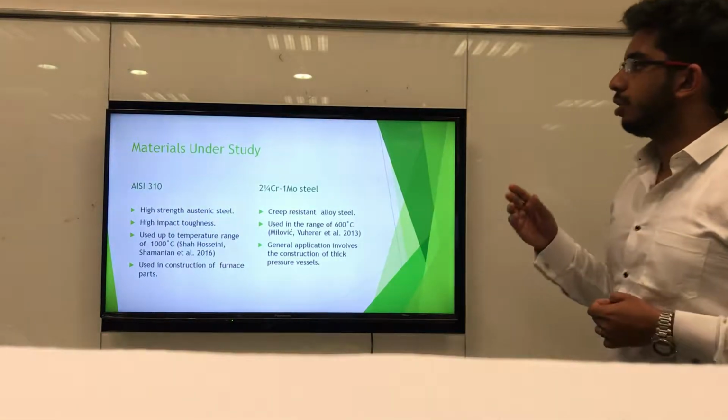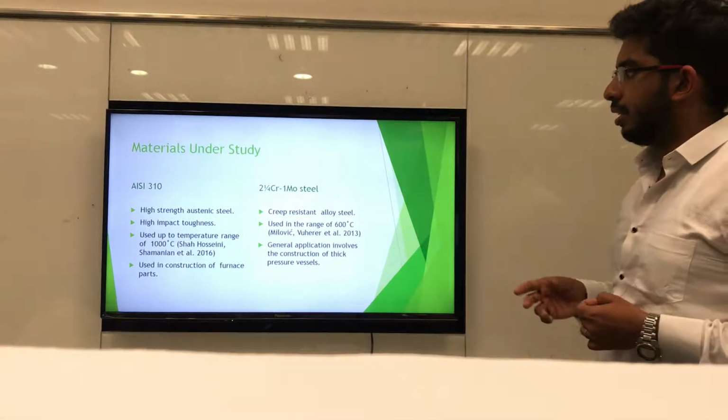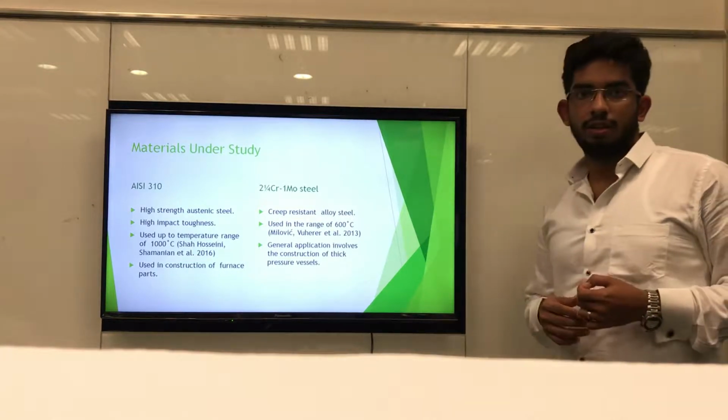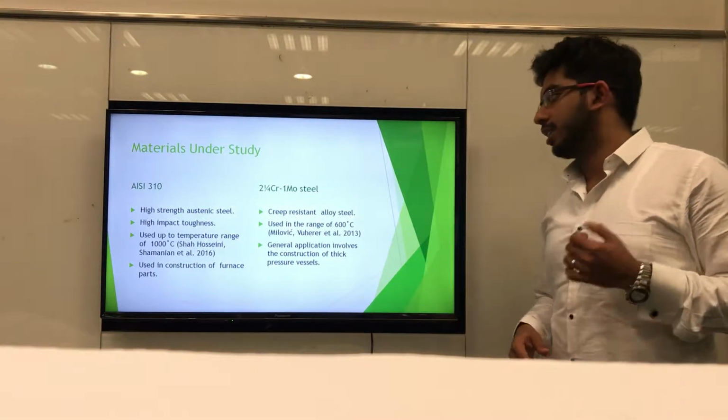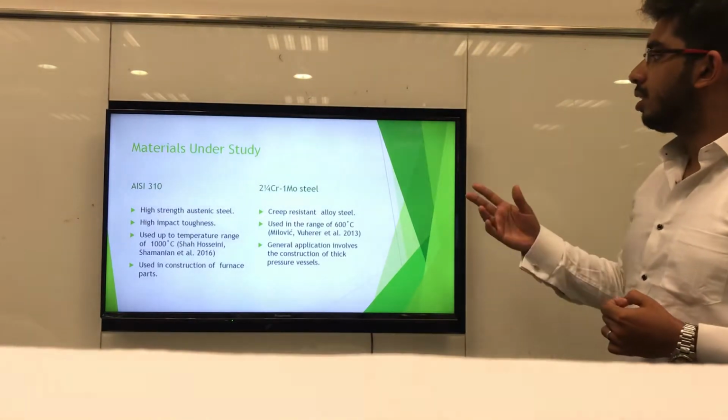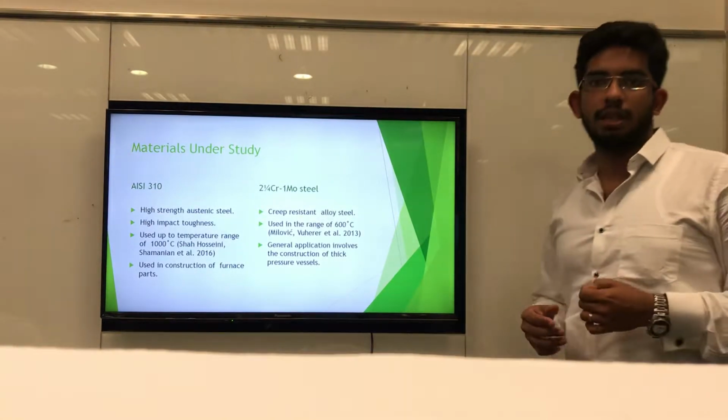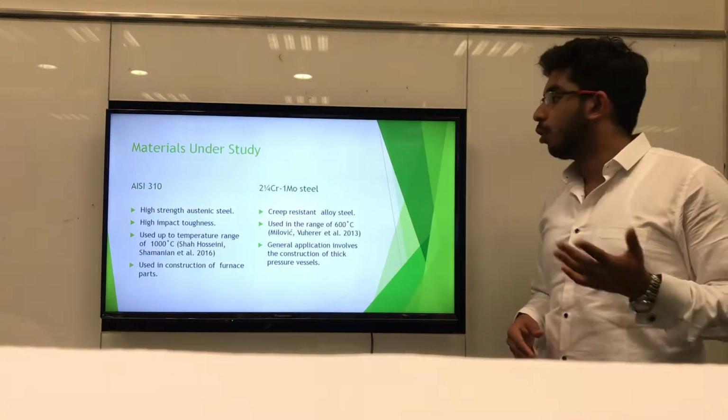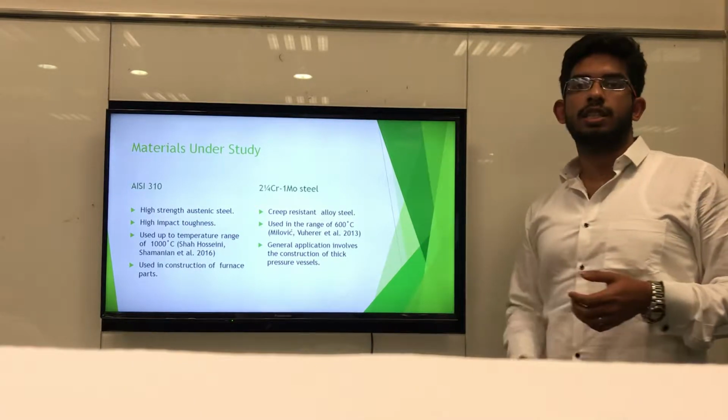The materials we are going to study are AISI 310, a high-strength austenitic steel which is used up to 1000 degrees Celsius, and the other one is 2.25 chromium molybdenum steel, a creep-resistant alloy steel which can be used up to 600 degrees Celsius.